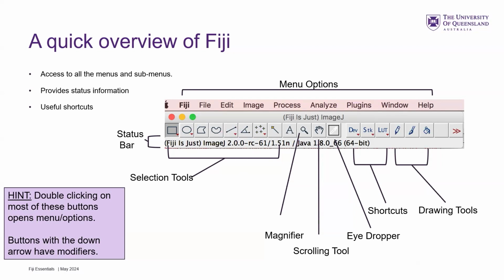Some of them have these little arrows. So like the line tool, you can right click on it and change it to be a segmented line or a freehand line, for example. And you can also double click on some of them and change the thickness of the line or some extra options. Then there's things like magnifiers, the panning tool, eyedroppers, and some shortcuts to things like the stack menu and the lookup tables.